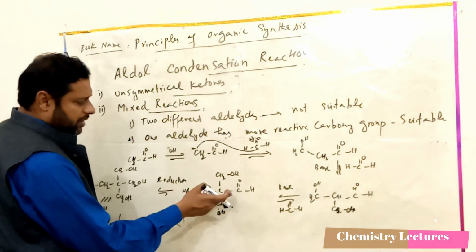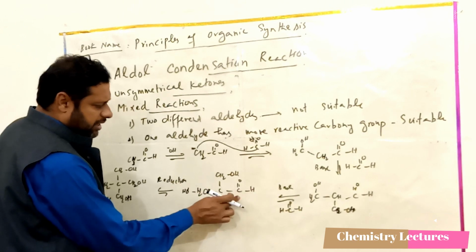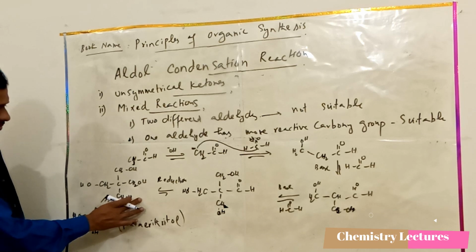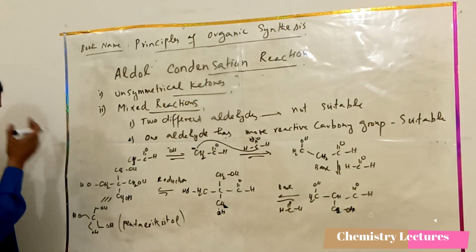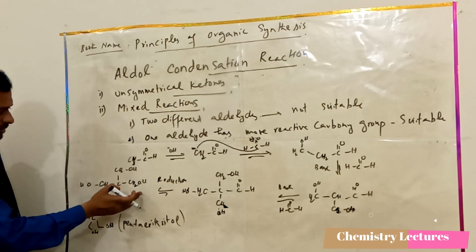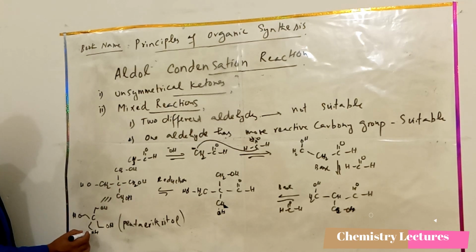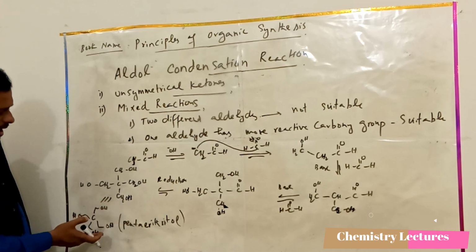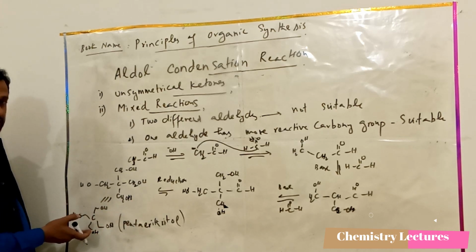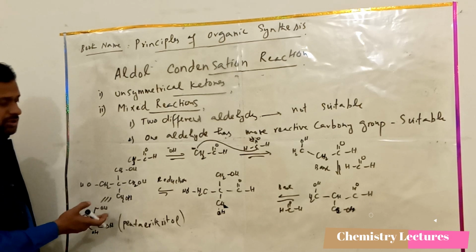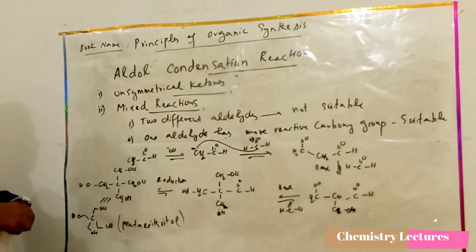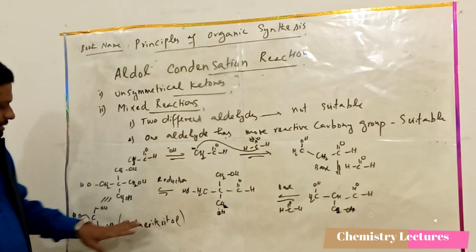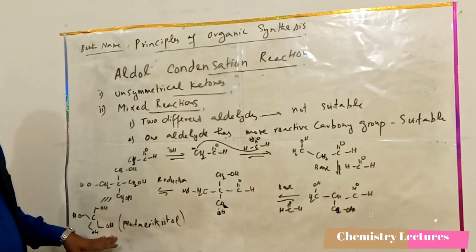So when we reduce this compound, this aldehyde is reduced to alcohol, so this type of compound is produced, and this compound is called a pentaerythritol compound, which is very useful, and explosives can be made by the nitration of this pentaerythritol. So this is the importance of aldol condensation reaction. By using one acetaldehyde and three molecules of formaldehyde, we can make this pentaerythritol by aldol condensation reaction.